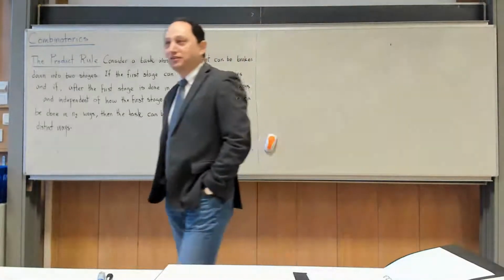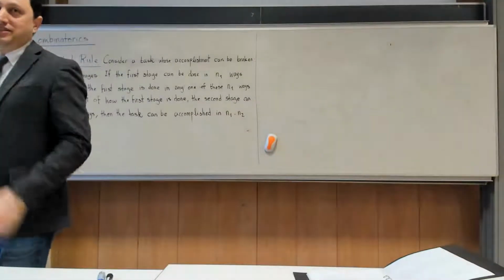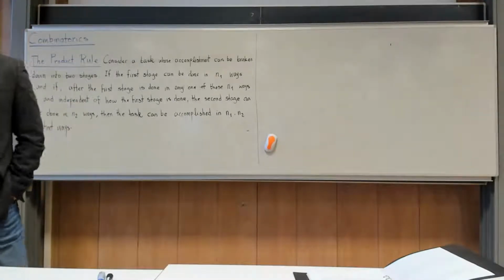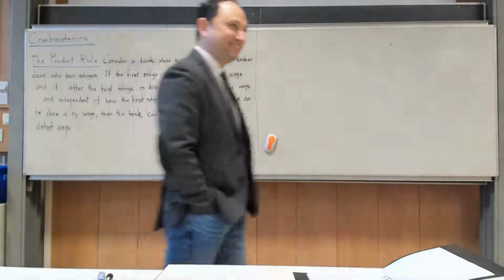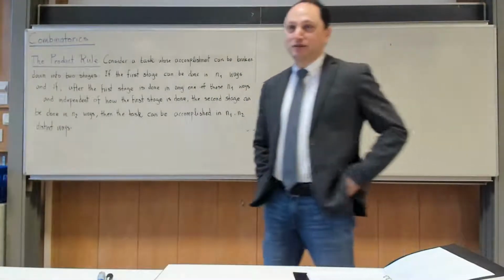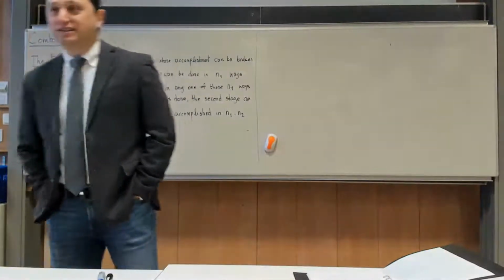So essentially, the product rule is that I have 5 boxes. In each box, I have 3 marbles. How many marbles do I have? Is that hard? 15, yes. So that's called the product rule. As simple as that.